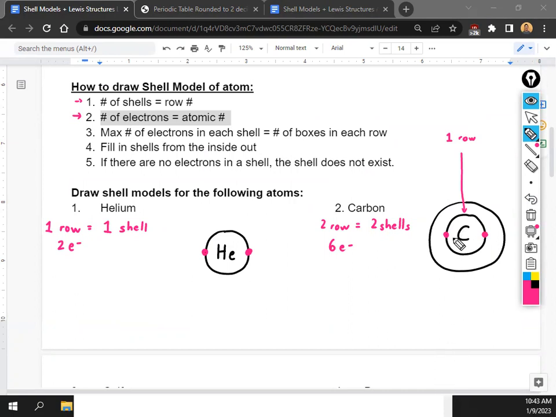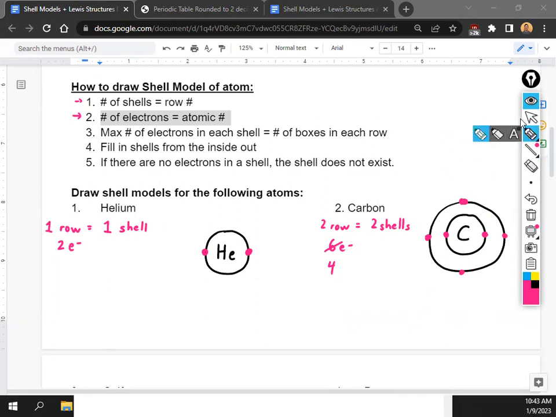Okay. Now we drew 2 electrons, so we used 2. So now we only have 4 left. And so we filled up this first shell. It can only hold 2. So we just need to put 4 on the outside shell. And that's it. That's how you would draw carbon.